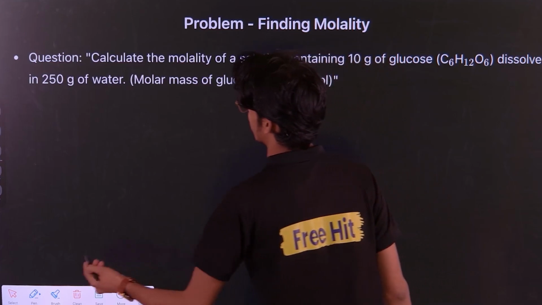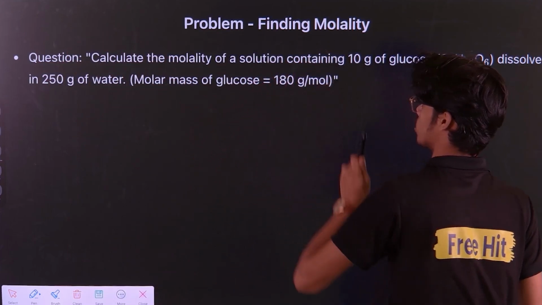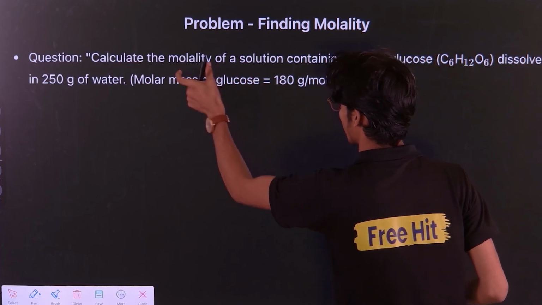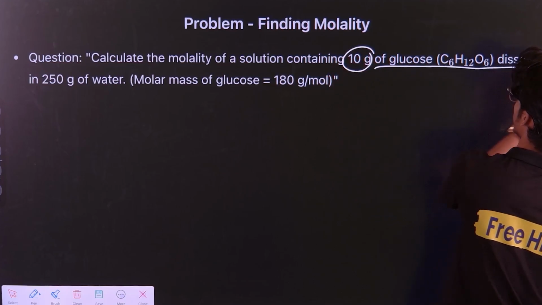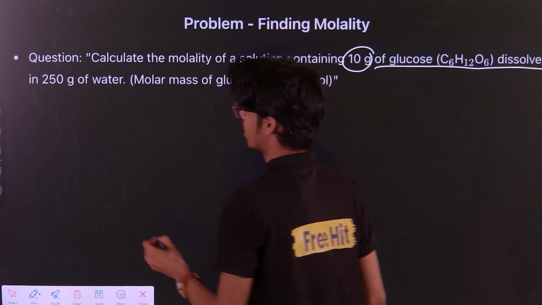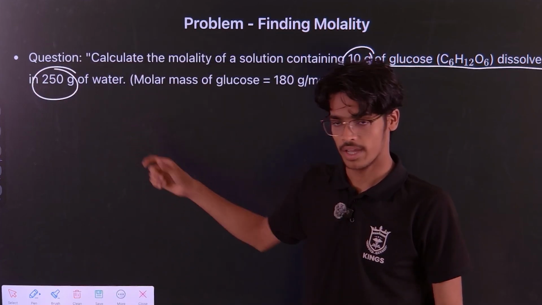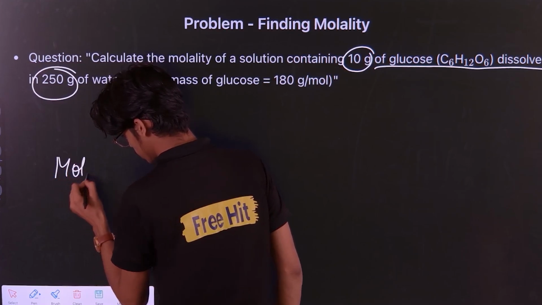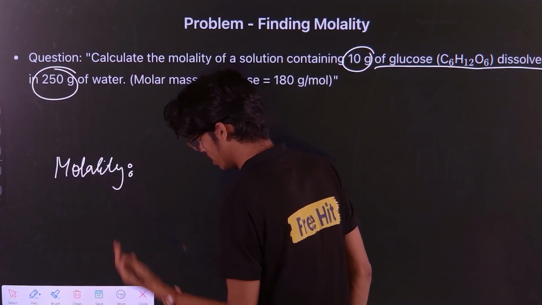Now let's start. Question: calculate the molality of a solution. We have to calculate molality, not molarity. Don't confuse it. Molality of a solution containing 10 gram of glucose dissolved in 250 gram of water. Remember, here the water is the solvent. Let's write the definition of molality because it's the first question.